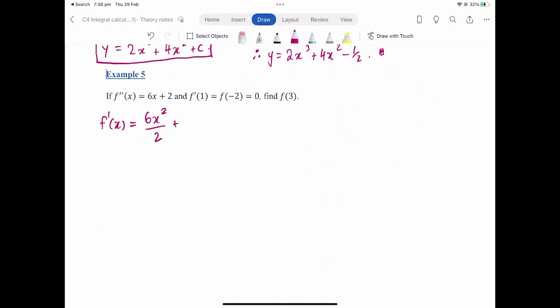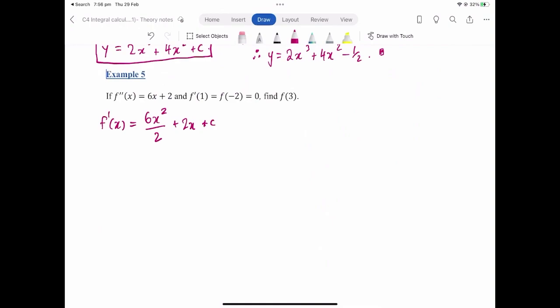plus, now 2 is just a constant term, so how do I change a constant term? Or what would I have differentiated to get the constant term? Well, that is just an x. So the constant terms are really easy. You just put an x on the end, and that happens every single time. Plus c.